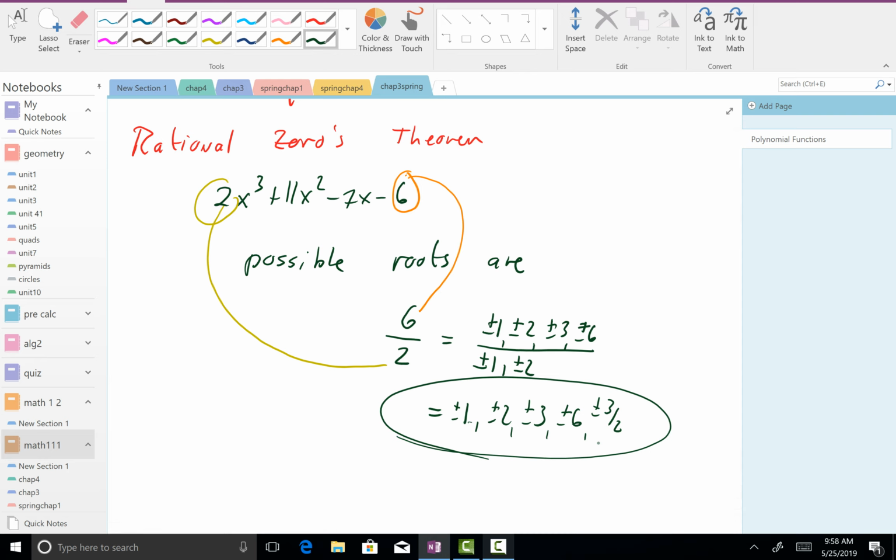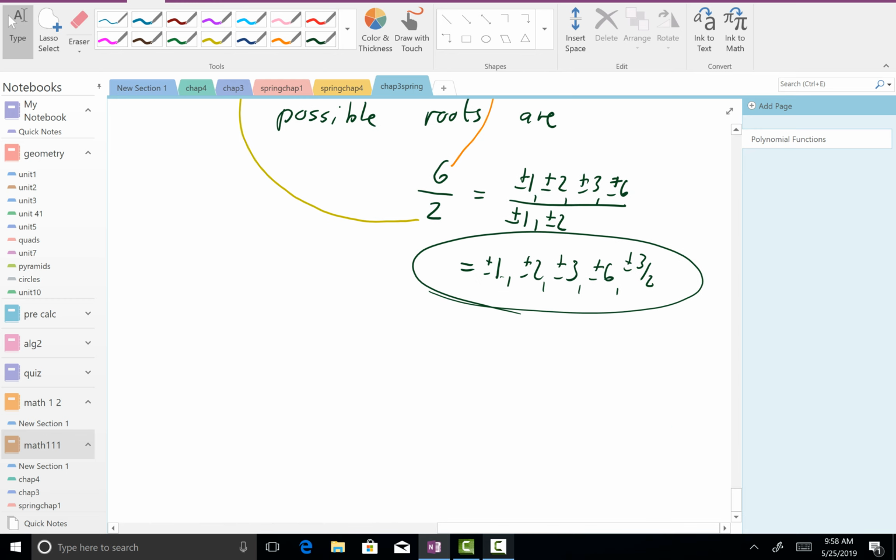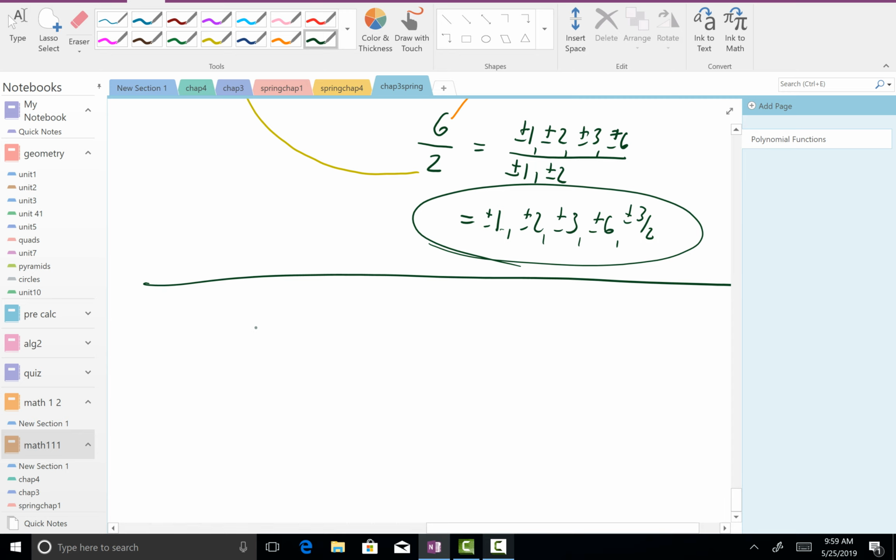So what am I going to ask you to do? Well, here, let's do some problems that I'm interested in you being able to do. Let's take this for example. 4x to the 4th minus 15x squared minus 4. Is x minus 2 a factor?